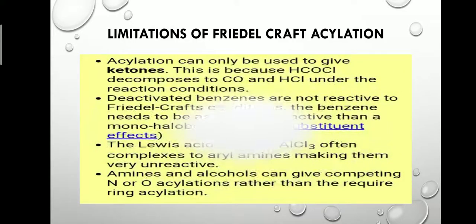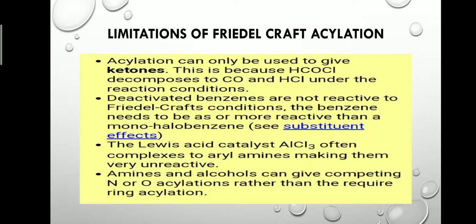Now let's see the limitations of Friedel-Crafts acylation. So it can be used only to give ketones. This is because HCOCl decomposes to carbon monoxide and hydrochloric acid under the reaction condition. So it forms only ketones, not aldehydes. So if we want an aldehyde, we would have to start with formyl chloride. But in this reaction condition, this formyl chloride decomposes to carbon monoxide and HCl. So the only option left is ketone.